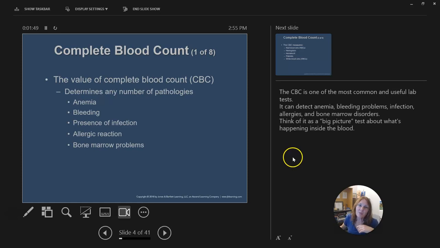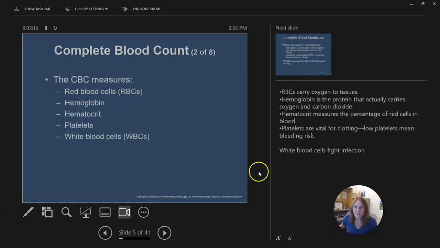We're going to start with the complete blood count. It's too early in the game for that. This is the CBC. It's one of the most common and useful lab tests. It can detect anemia, bleeding problems, infections, allergies, even bone marrow disorders that patients may have. So we're thinking of this as the big picture test. It's about what's happening inside the body.